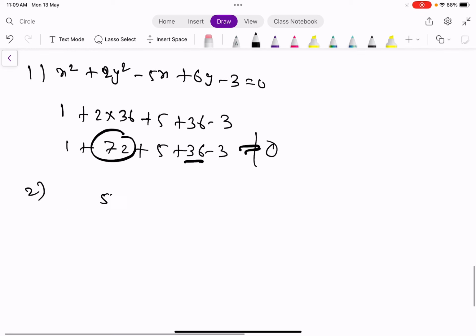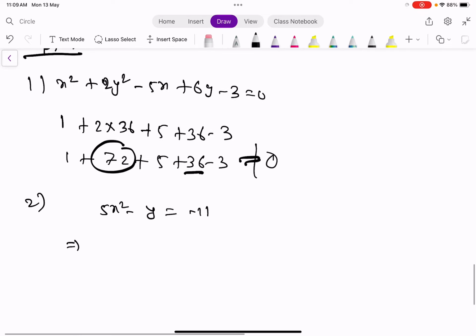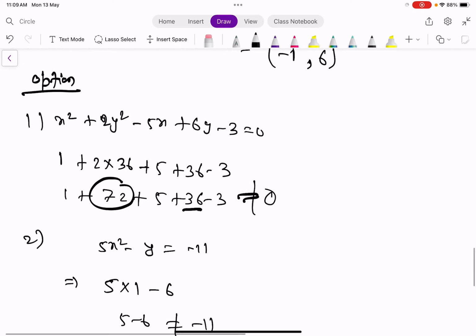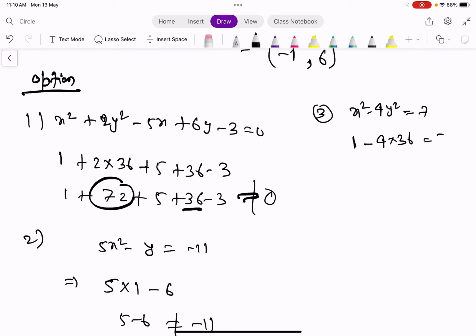The second option is 5x square minus y equal to minus 11. So substitute here minus 1 comma 6. So 5 times minus 1 whole square, that is 5, minus 6, so that will be 5 minus 6, which cannot be equal to minus 11. So the second option is also not correct. What about the third option? Third option is x square minus 4y square equal to 7. If you substitute here, 1 minus 4 into 36 equal to 7. Again this is not going to be equal to 7, because 4 into 36 is too big a number. Now the fourth option is 6x square plus y square equal to 42.